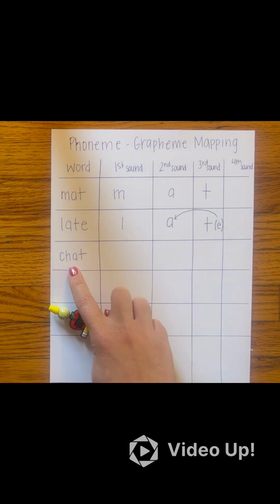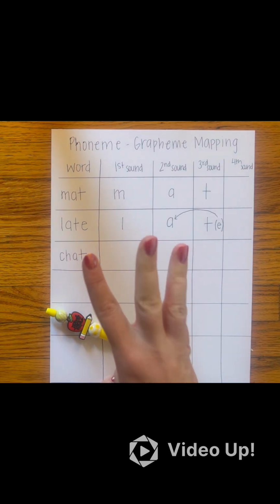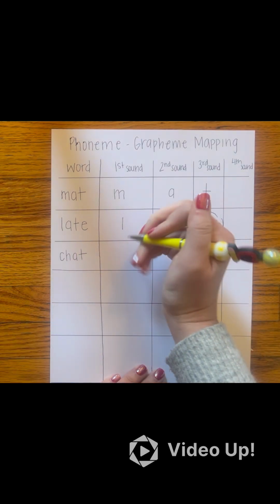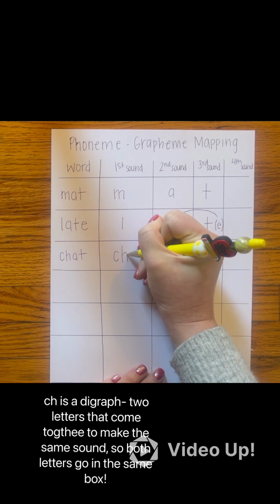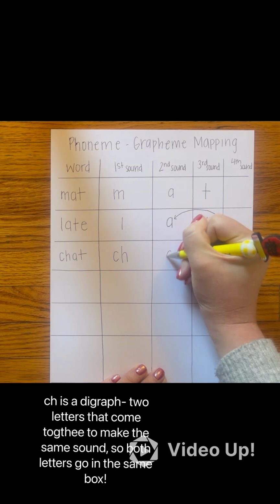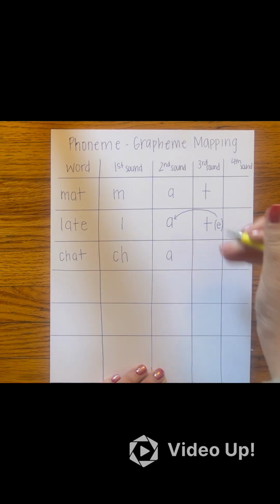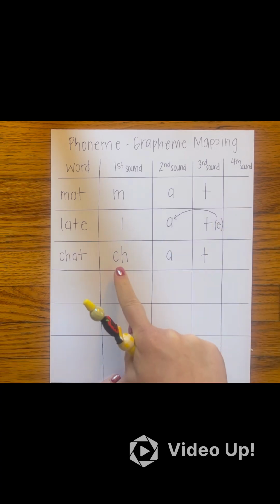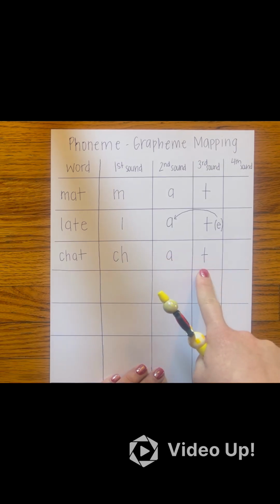And the last one is the word chat. /ch/, /a/, /t/. First sound we hear is /ch/. We spell it with CH. /ch/, /a/. Spell it with A. /ch/, /a/, /t/, and T. The CH digraph is the grapheme that represents the phoneme /ch/. The A represents the /a/, and the T represents the /t/.